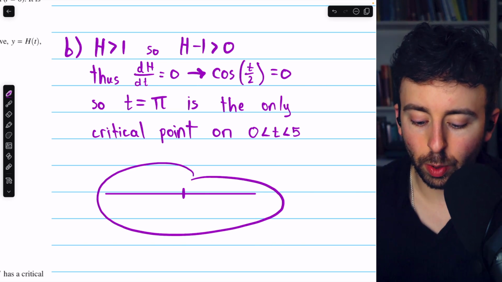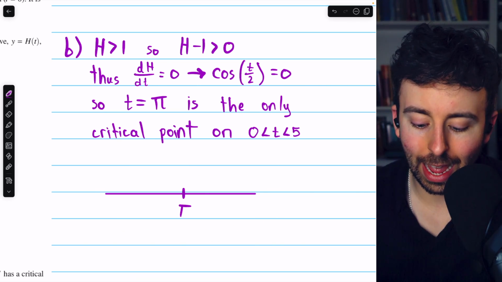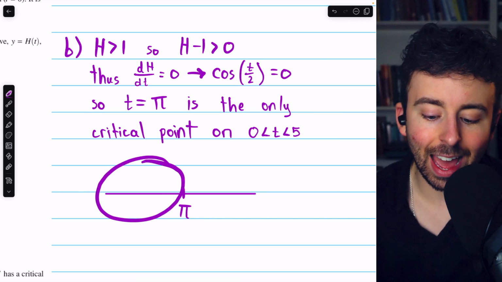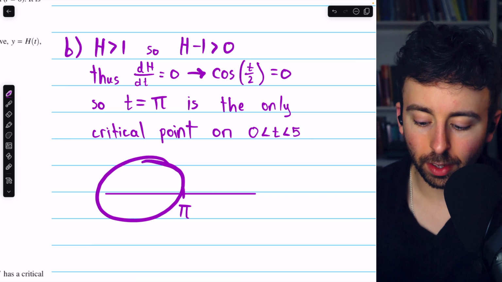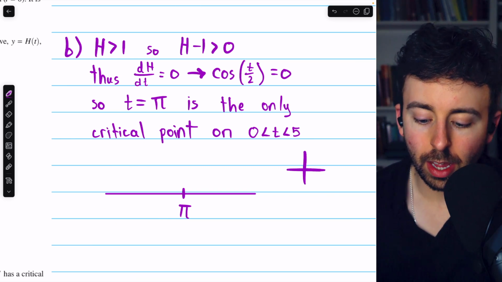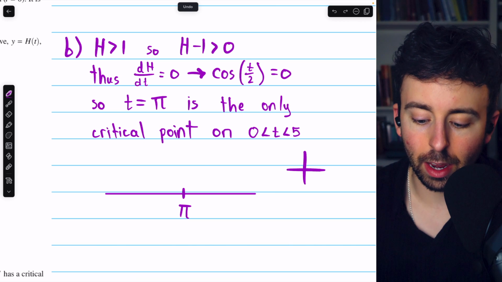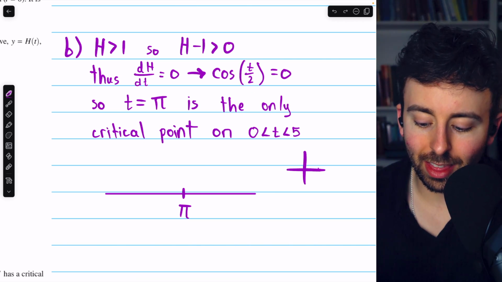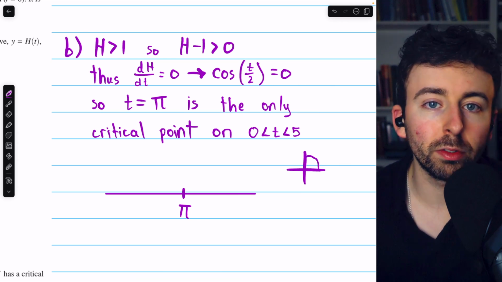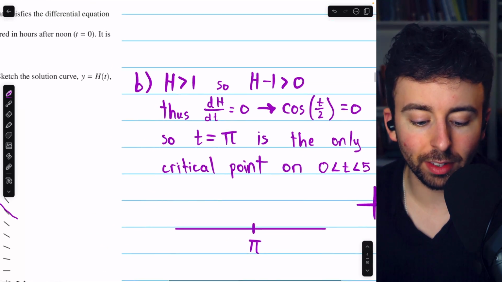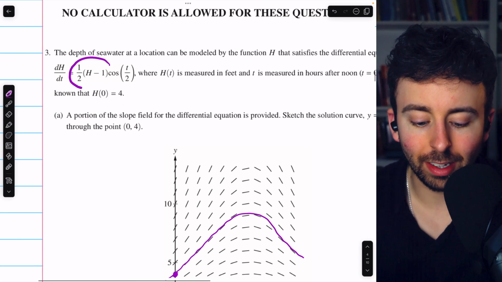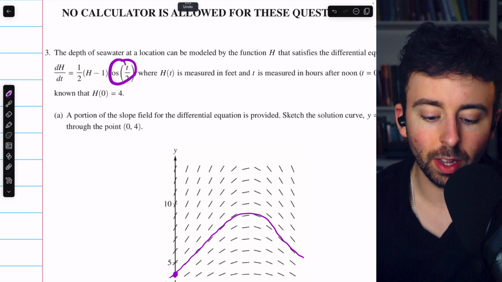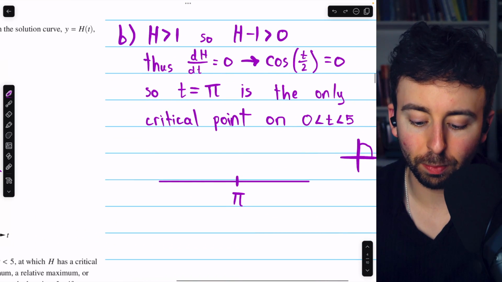To do that, we'll use a quick sign chart. Here's the critical point at t equals pi. What's the sign of the derivative to the left of t equals pi? Well, think about the unit circle. If t is between 0 and pi, then the input, t over 2, is going to be at this part of the unit circle, in the first quadrant, where the x-coordinate is positive. Thus, the derivative, seen here, will be positive, because 1/2 is positive, h minus 1 is positive, and cosine, as we just said, is positive.